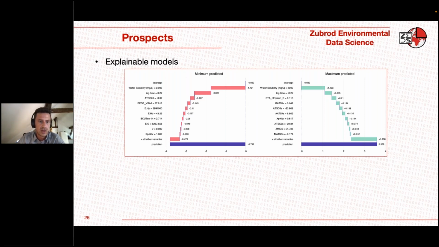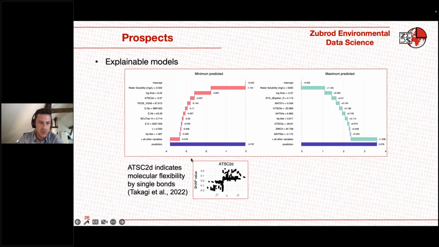But there's more important and interesting information. Here we can see that for the minimum prediction on the left-hand side, there are some DEB parameters involved. So that means that in this situation, we actually tested a relatively sensitive or susceptible species. And there is also interesting information provided by the chemical descriptors, which are not in the same order as on a global level. So for instance, the third most important feature we have is a descriptor called ATS-C2D. This is an indicator of molecular flexibility by single bonds. We have a value of approximately -3.4.